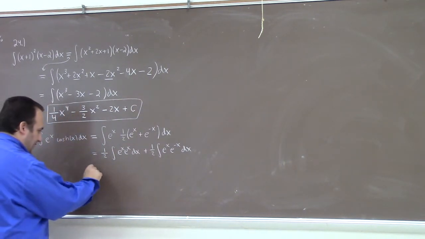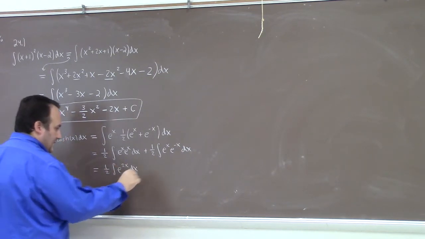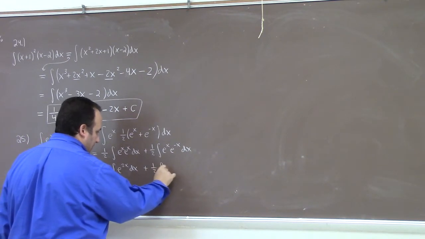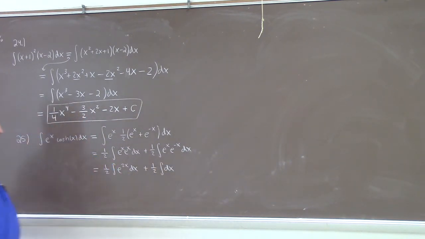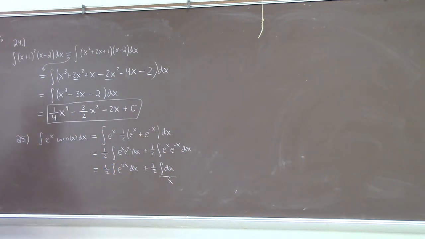So laws of exponents, we've got 1/2 integral of e to the 2x dx plus 1/2 integral of dx, right? Because e to the x and e to the minus x cancel out. They're reciprocal. So I'll do the second one. This is x, right? What's the integral of e to the 2x dx?